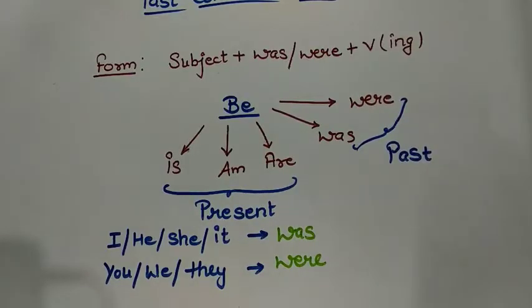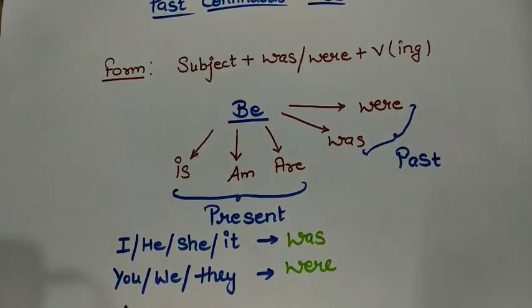Now coming to the subject. When the subject is I, he, she, it or any singular, we use was with them. And if the subject is you, we, they or plurals, we use were with them.